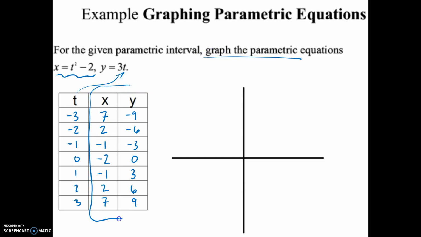So now when I go to graph, I'm just going to use the x and y columns and plot those points. Okay, so it looks like my x's get as big as 7, and go back to negative 2. So I've got to label my axes, and then the y values go up to 9 and down to negative 9.